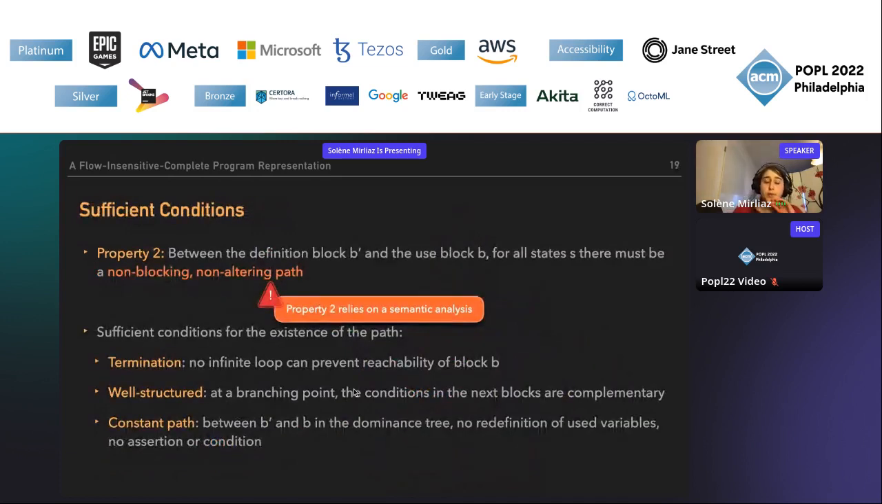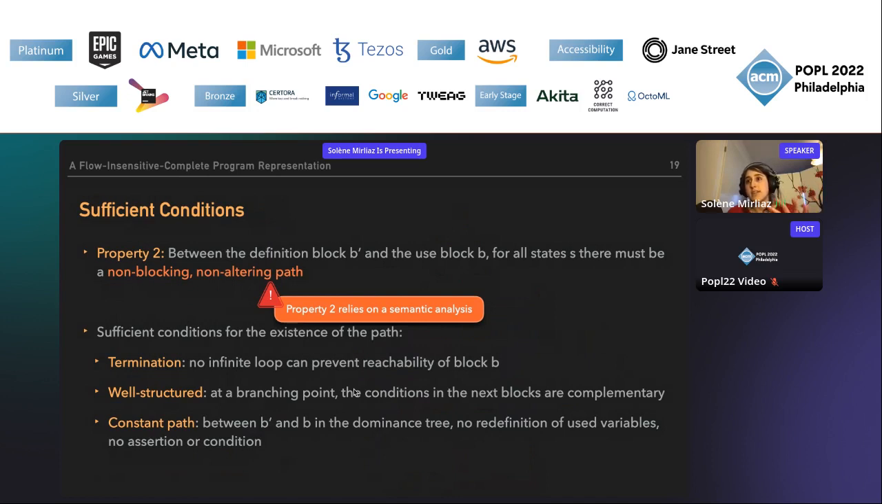Now, the issue with property 2: property 1 can be checked statically, but property 2 is a semantic property on the program, because we are talking about paths that exist for some states. So instead of this condition, we found sufficient conditions that the program must respect for it to respect property 2. The first two that we admit are the termination and the well-structuredness of our program. And the last one is the existence of a constant path from the definition block to the use block.